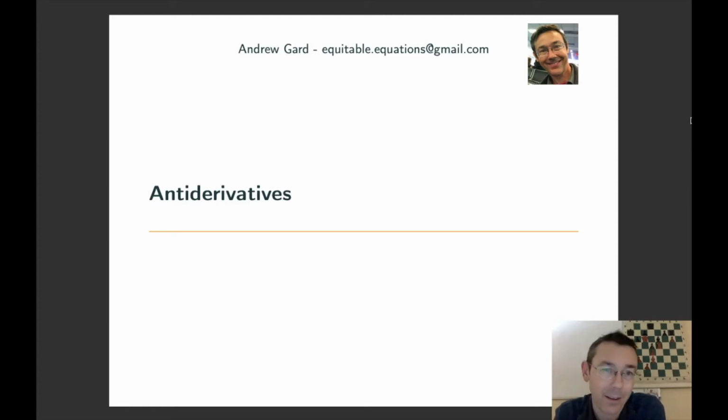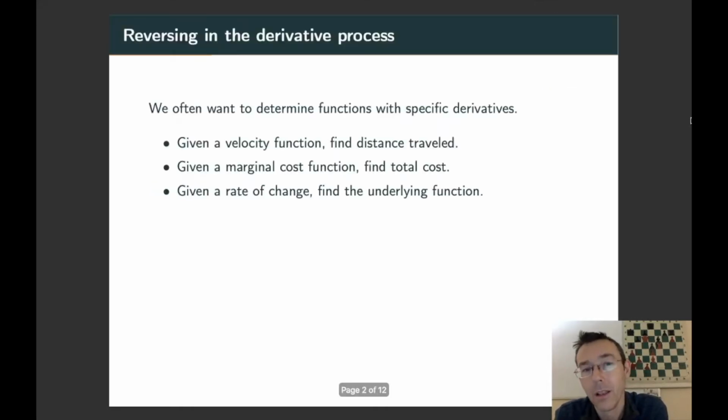Hey everybody, today we're talking about antiderivatives. Here we're in a situation where we know the derivative and we want to find the function that it came from. This actually comes up a lot. For example, we might know a velocity function and we want to know distance traveled. Velocity is the derivative of distance traveled. If we have a marginal cost function, we might want to find total cost. More generally, if we have a rate of change, we'd like to know the underlying function that's doing the changing.